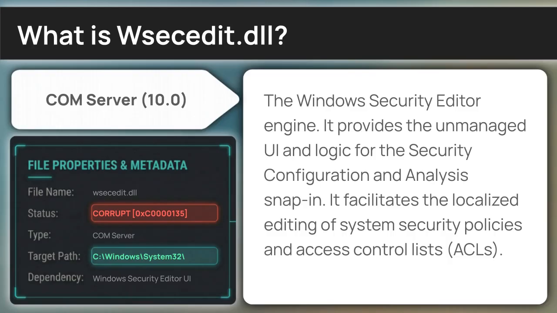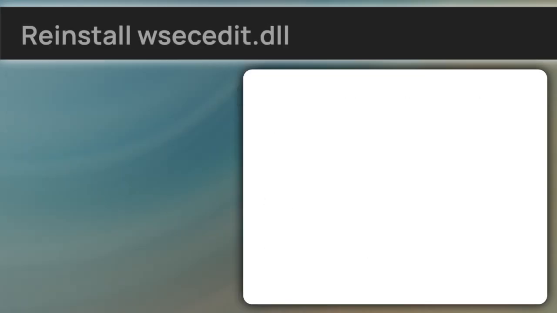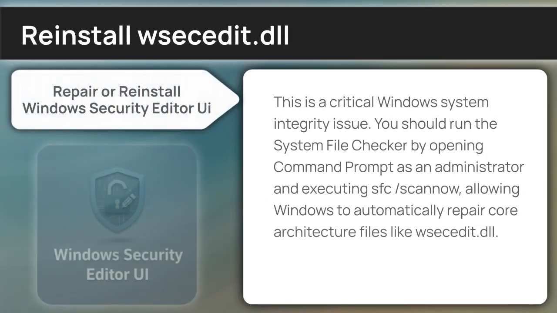Knowing the file's purpose is helpful, but now we need to physically restore it. This is a critical Windows system integrity issue. You should run the System File Checker by opening command prompt as an administrator and executing sfc /scannow, allowing Windows to automatically repair core architecture files like Wsecedit library DLL.